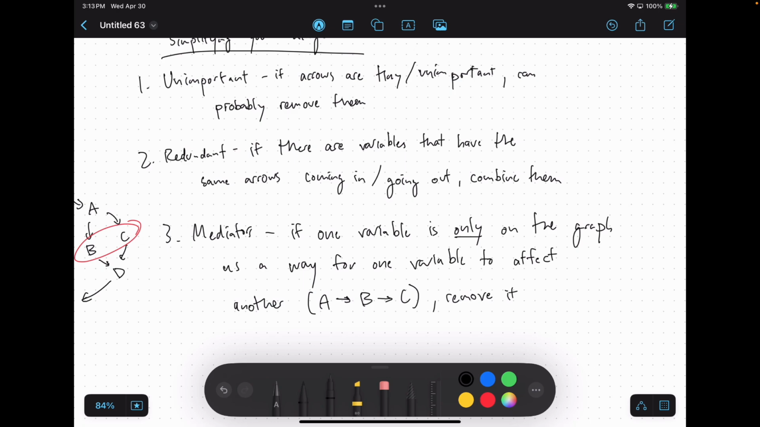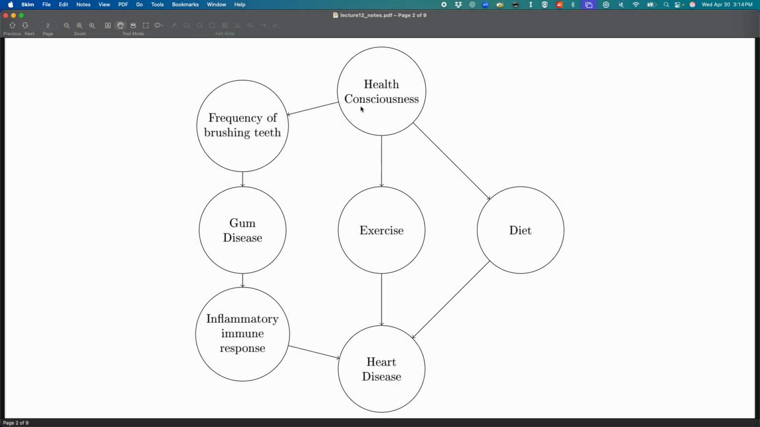Yes? I'm not sure I understood your explanation of why brushing your teeth is not a mediator. It seems like it fits the description. Yeah. In the way that this has been drawn, these two guys would be mediator variables, and we would get rid of them. In which case, there would be a causal link between brushing your teeth and heart disease. Okay.